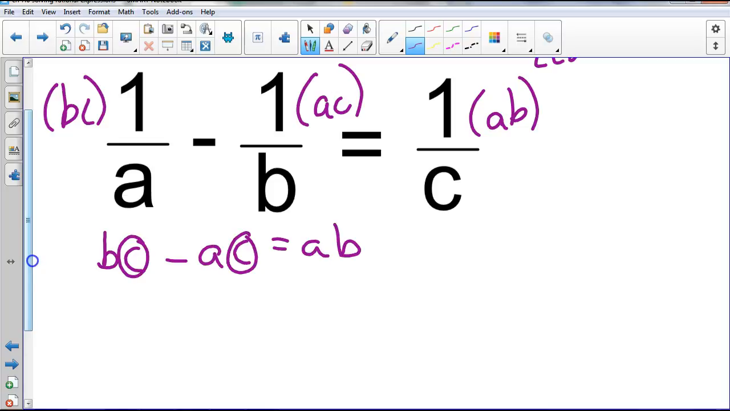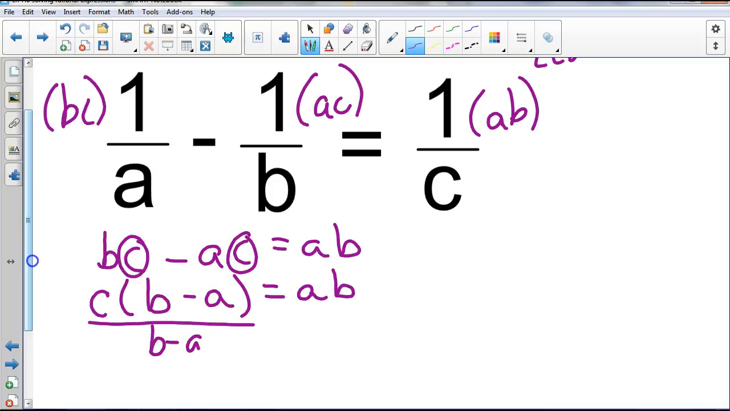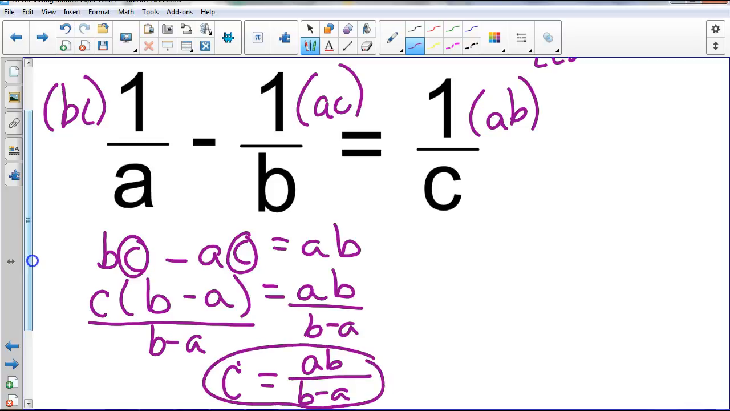And because they're in the same term, that means we have a greatest common factor of C that we can divide out, and we're left with B minus A is equal to AB. Now, we need to get the C by itself, so that means we have to divide by B minus A on both sides. So you're left with C is equal to AB divided by B minus A. Okay?